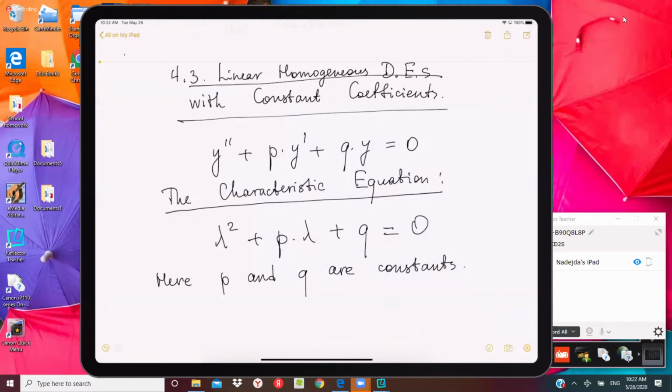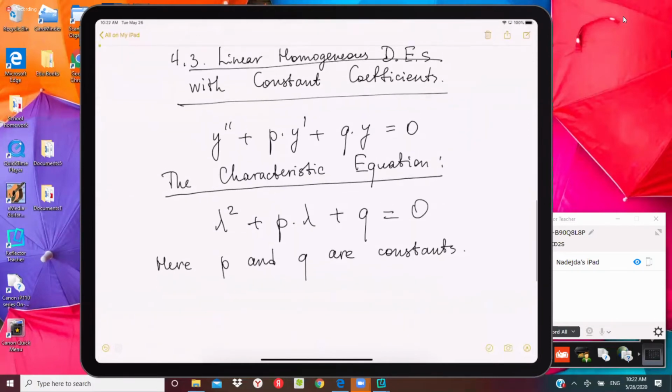All right, so again, what happened here? y double prime, the second order derivative, was replaced by lambda squared. And y prime, the first order derivative, is replaced by lambda to the power 1. And y is not replaced by anything, it's just going to be 1. Does it make sense?